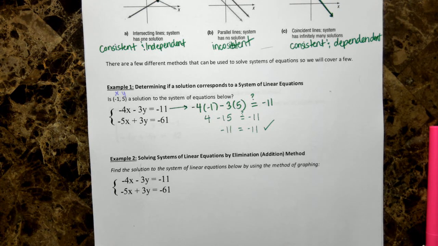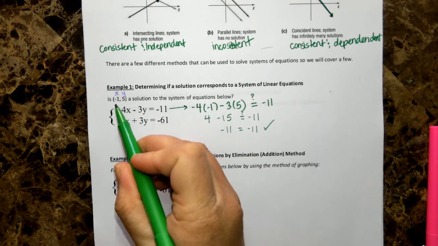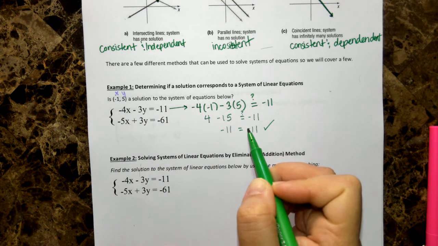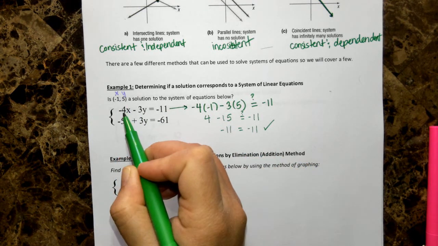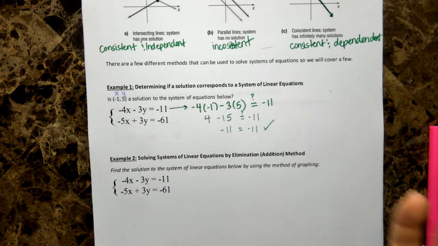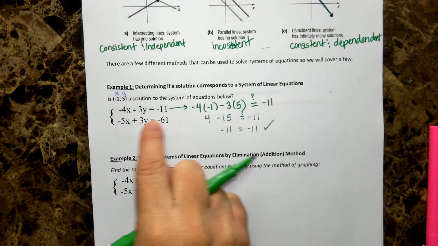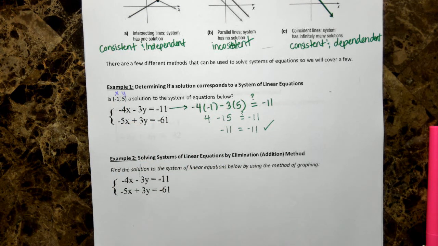However, we can't stop there. We checked if negative 1, 5 gave us a true statement for the first equation, which it did, meaning we know that negative 1, 5 is on the first line if I were to graph it. We also have to check, though, if negative 1, 5 yields a true statement for the second equation as well. You have to check for both equations. So I'm going to do that as well, out to the side.